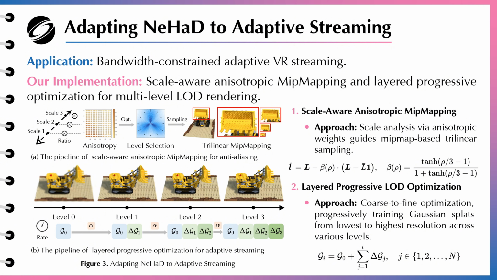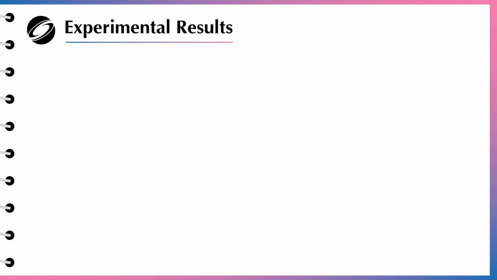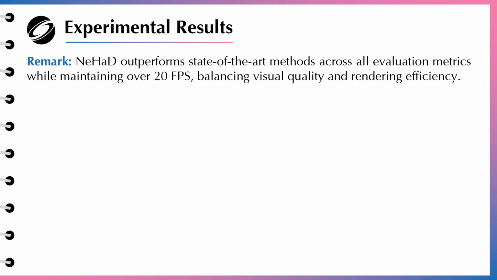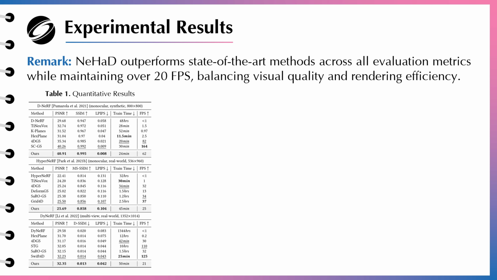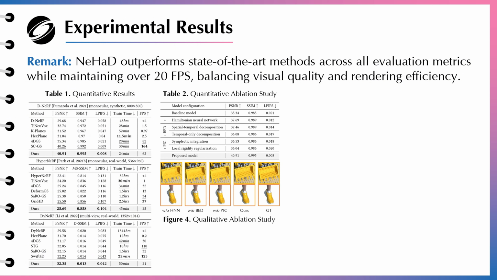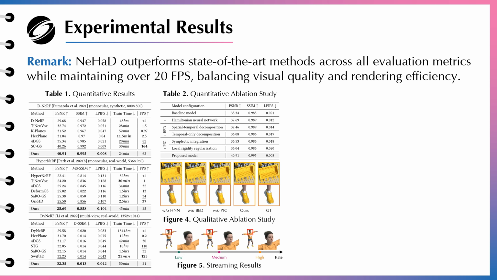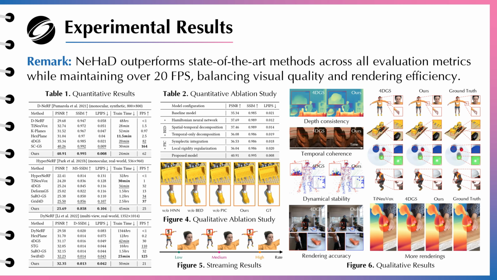Finally, we compare NeHaD with state-of-the-art models on 3 public datasets, and our method consistently outperforms baseline models in visual perception, delivering realistic renderings with coherent dynamic motion. Quantitative results are summarized in Table 1. NeHaD outperforms state-of-the-art methods across all quality evaluation metrics. Both quantitative and qualitative ablation studies demonstrate the effectiveness of our proposed modules. Qualitative streaming results imply the potential of NeHaD for bandwidth-constrained multimedia applications. Moreover, qualitative results demonstrate NeHaD's improvements in depth consistency, temporal coherence, dynamic stability, and rendering accuracy.